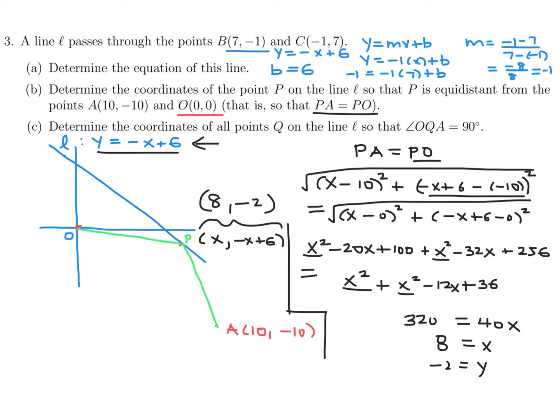So let me draw this again. I'll just do it on the same graph. OQA is 90. So let's just approximate. Does that look like 90 degrees to you? Yeah. So let's just say that's one possible Q. Yes, because it's got to go through A, right?